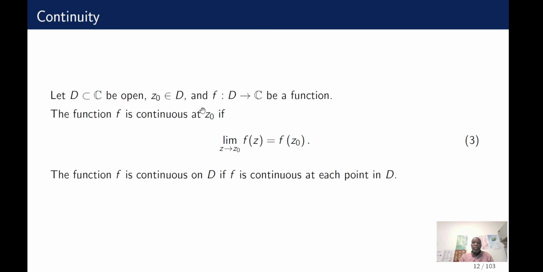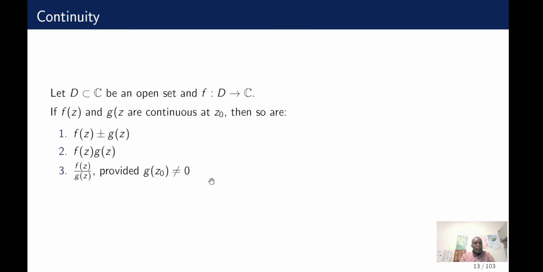So continuity is a pointwise property. It depends on the point where it is defined. But if it is continuous at all the points in that domain, then you say the function is continuous. So continuity, because it derives its properties from limits, also has the same characteristics as limits have.